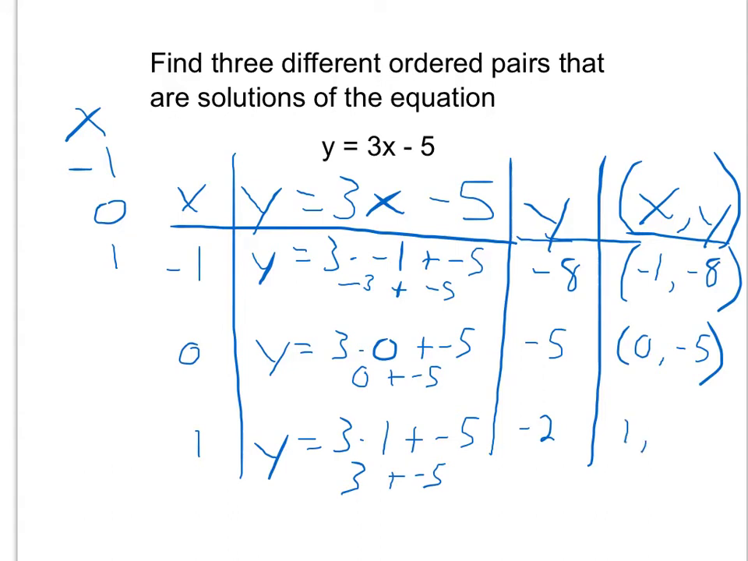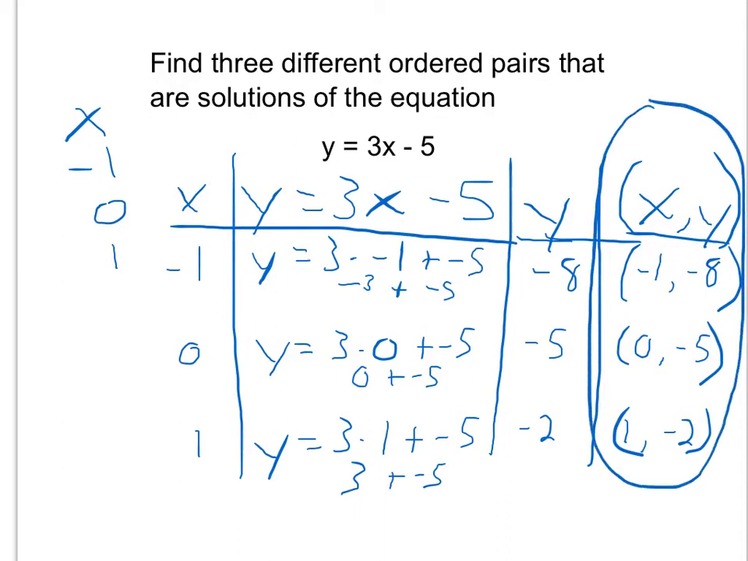So now my last ordered pair is 1 and negative 2. Alright, and this over here is my answer to this problem, okay? Because I asked for 3 ordered pairs that are solutions. So there's my 3 ordered pairs.